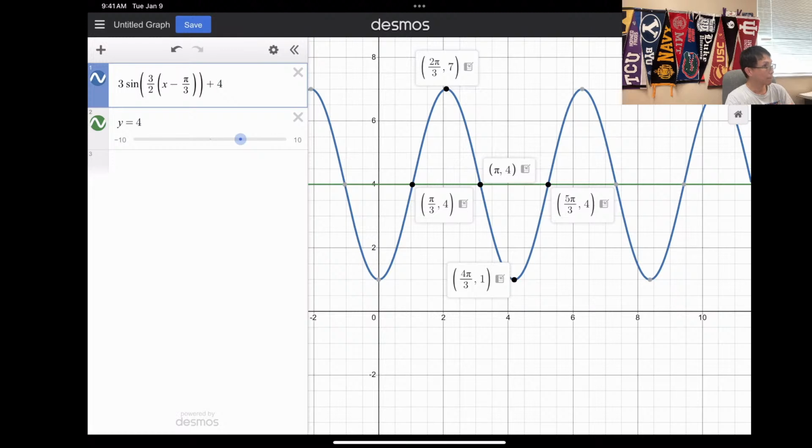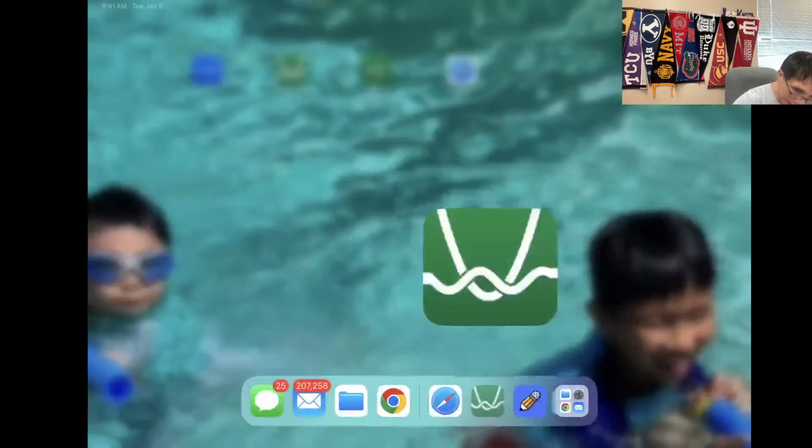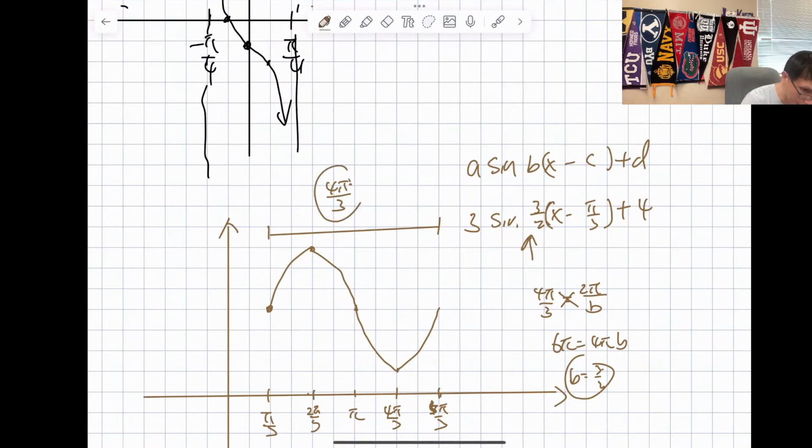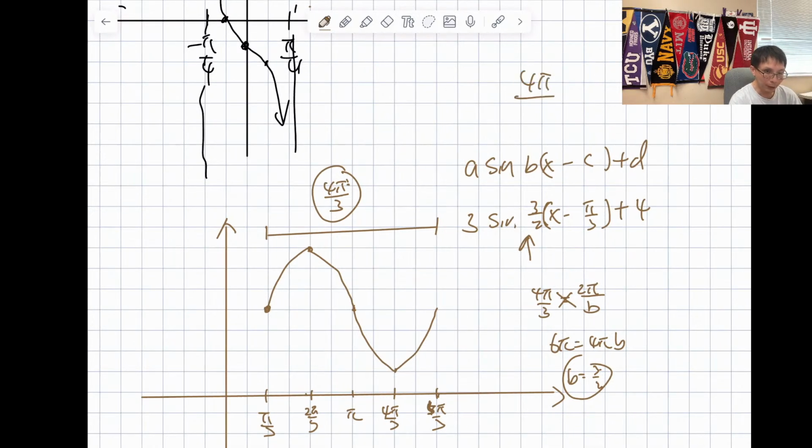Wait, how did you find b again? I figure out the period, from the beginning of a period to the end of a period, what the distance is. So let's say from here to here it's 4 pi over 3. Then I know 4 pi over 3 must equal the period of the sine, which is 2 pi over b. I solve by cross multiplying, which is 6 pi equal to 4 pi b, and b is equal to 6 pi over 4 pi, which is 3 over 2.